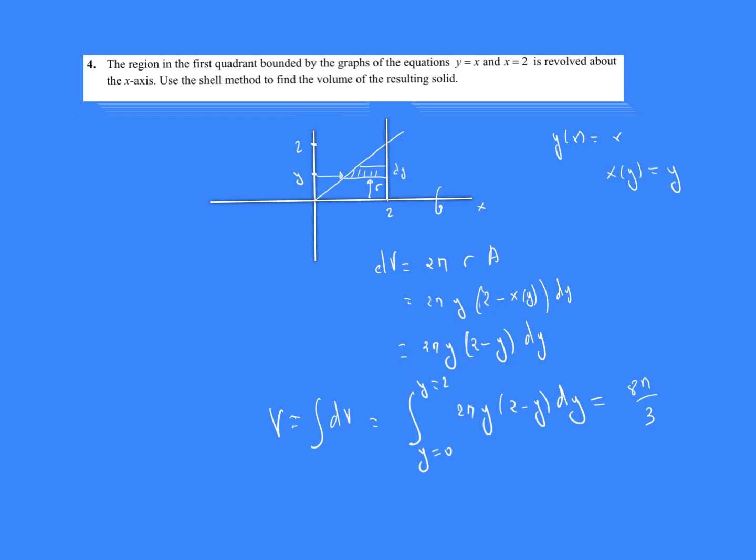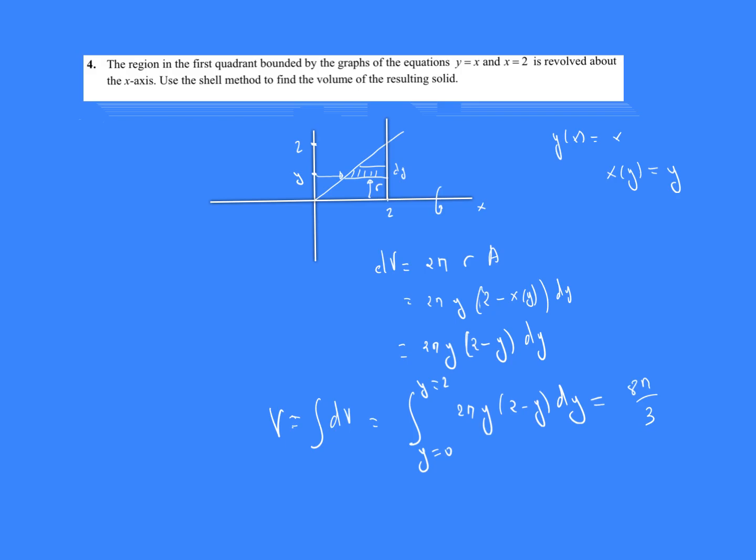Now, next problem number 4. The region, again in the first quadrant, bounded by the graph. Now, the problem is similar. The graph is y equal x, the other graph is x equal 2, this line. But now the difference is that this figure is not revolved through the y-axis, it revolves through the x-axis. When I revolve through the x-axis, I have to consider horizontal doors, horizontal areas like this one.